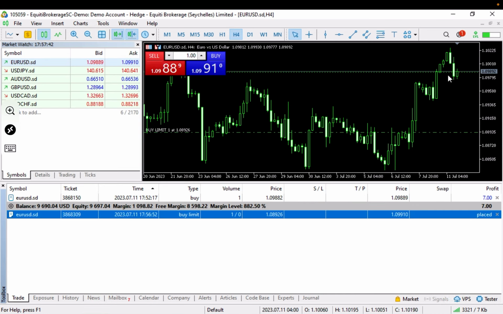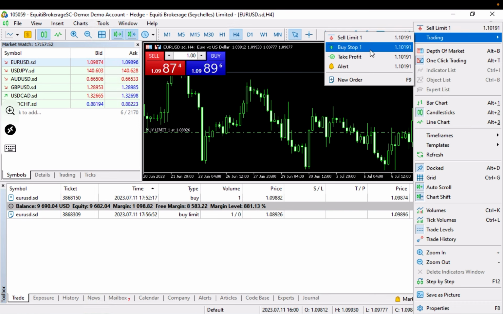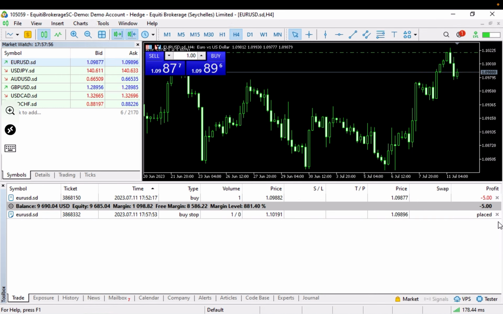If you want to buy above the market price, let's say you want to confirm the uptrend continues and the market goes up and you want to buy here, then it will be a stop order. So right click here, then trading, and then it will be a buy stop, and then you can set the SL and TP. So this is about the buy orders.